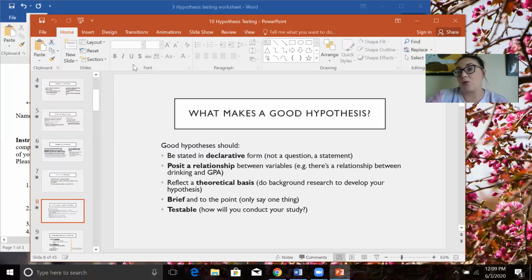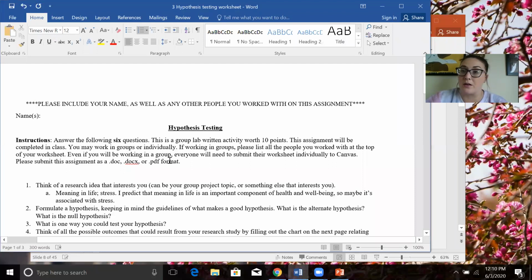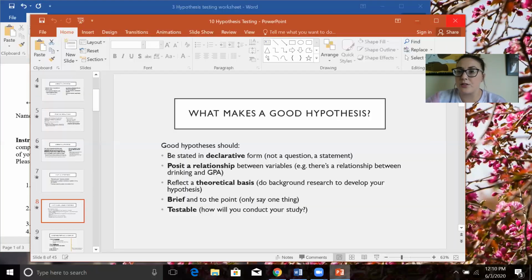So what do I predict about the relationship between meaning in life and stress? Well, I think they'll be associated likely negatively. As meaning in life increases, maybe I think people feel less stressed out. So to construct a good hypothesis and to answer the part of the question asking you to identify what constitutes a good hypothesis, this slide right here covers some of the basic guidelines for creating a well-written and effective hypothesis.